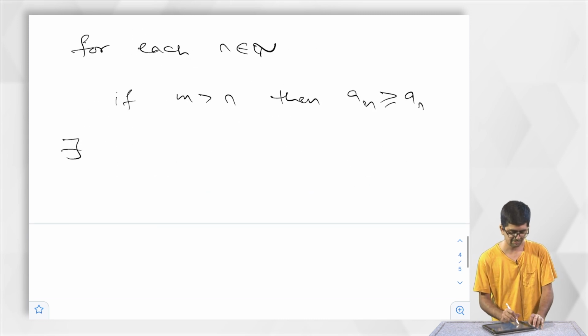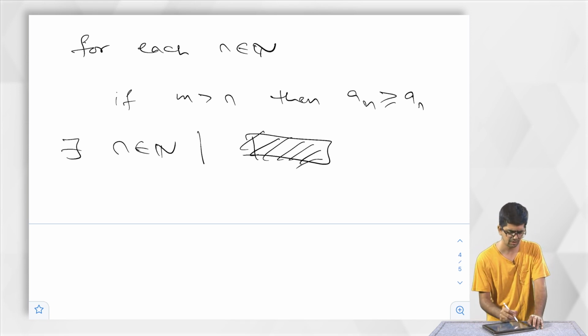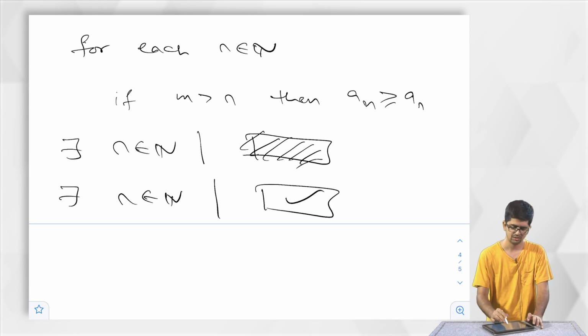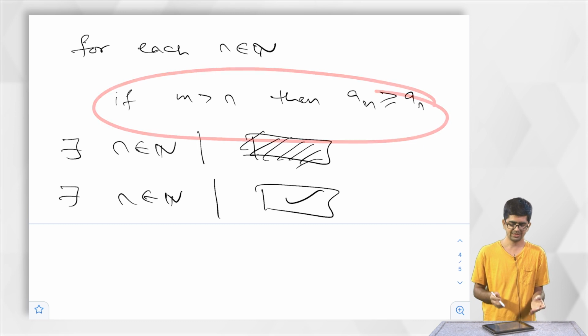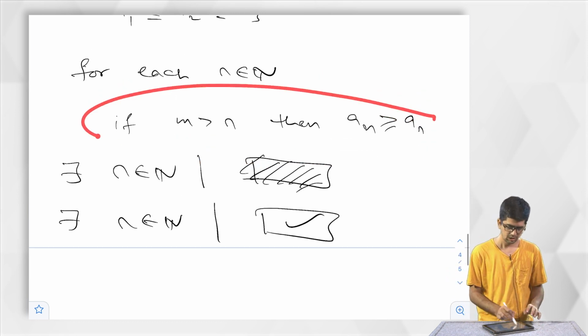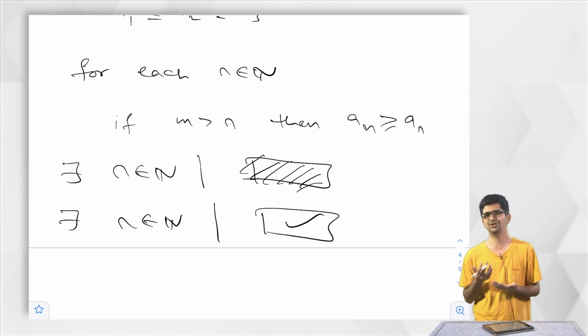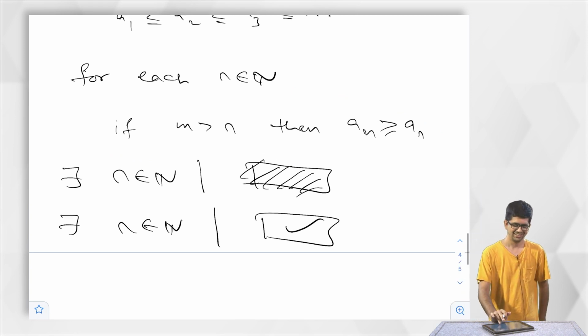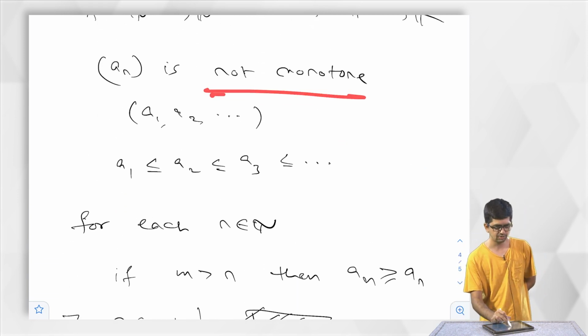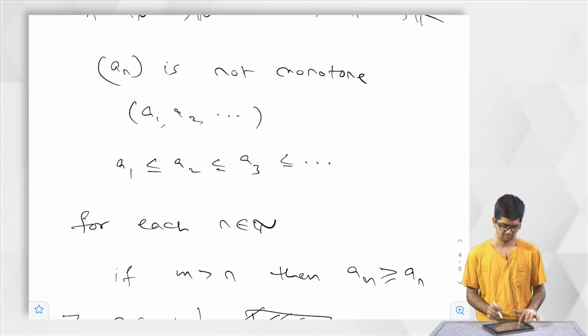So there may be some n belongs to N such that something is wrong, and there may be some n such that this is actually correct, that this satisfies this condition. So there may be some elements of N for which this is true, and there may be some elements of N for which this is not true, right. Those are the only two options, because we assume it is not monotone. There is a chance that something is true, something is not true.